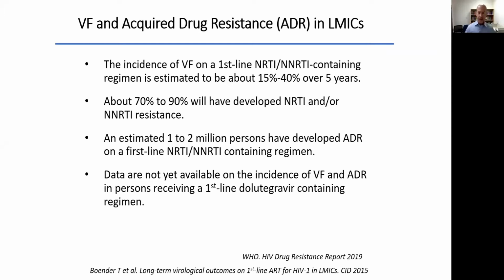The incidence of virological failure on a first-line NRTI and NNRTI-containing regimen is estimated to be about 15% to 40% over 5 years. And about 70% to 90% of persons with virological failure on such a regimen will have developed NRTI and/or NNRTI resistance. An estimated 1 to 2 million persons have developed acquired drug resistance on a first-line NRTI and NNRTI-containing regimen. Data are not yet available on the incidence of virological failure and acquired drug resistance in persons receiving a first-line dolutegravir-containing regimen.